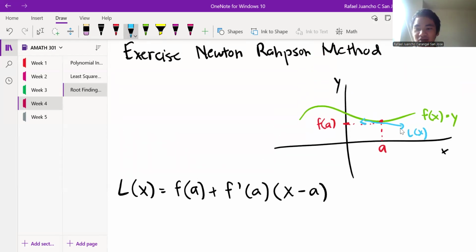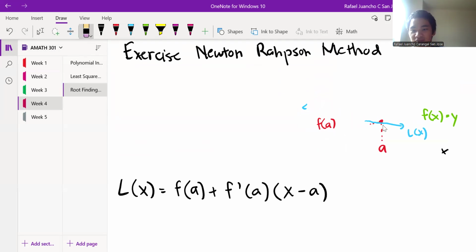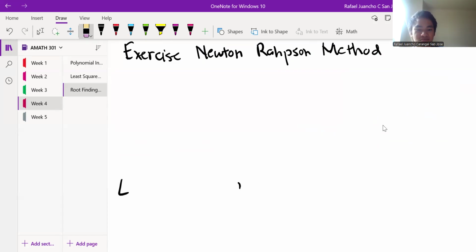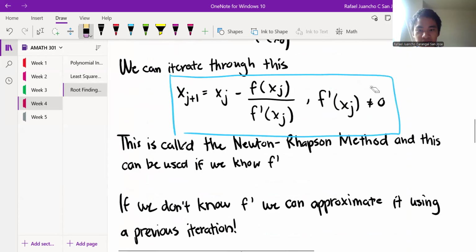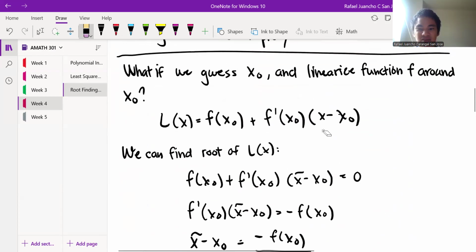That's how we can approximate L at a specific point on the curve based off of a. So if our a was here, then we could get something like this. It's kind of like a linear approximation, right? So that's Newton. We start off by linearizing our function at a particular point. Let's say it's not a, let's say it's x naught.